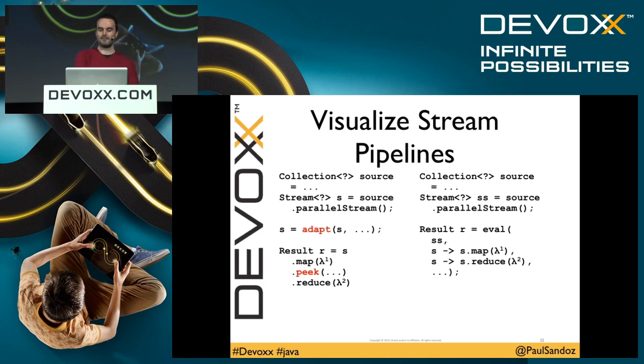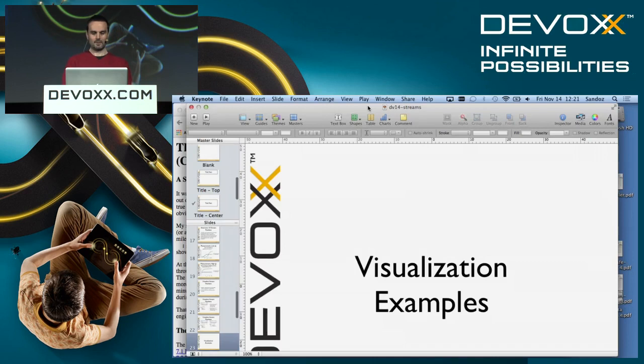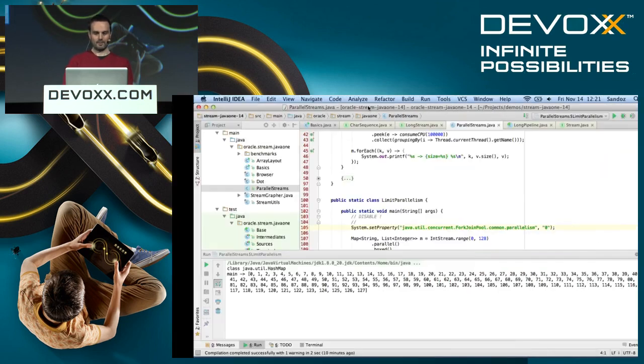Another way of expressing this on the right-hand side is we can have an eval function that takes our stream source, takes a function from stream to stream for our intermediate operations with a bunch of lambdas, then takes a terminal operation that takes a stream, say a reduction or something, and produces a result. So let's have a look at these examples in code.